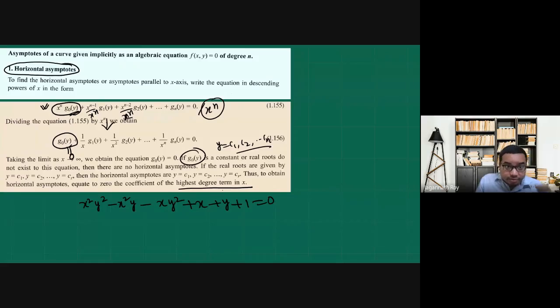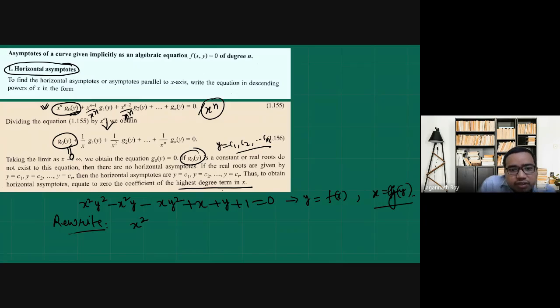We cannot separate this one. This cannot be written as y equals f of x or x equals f of y. It is very difficult to find out, so we will rewrite this equation.